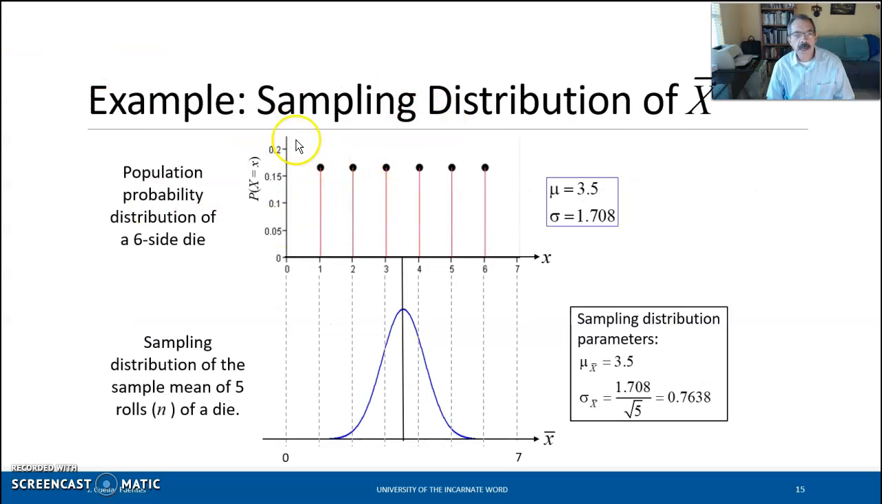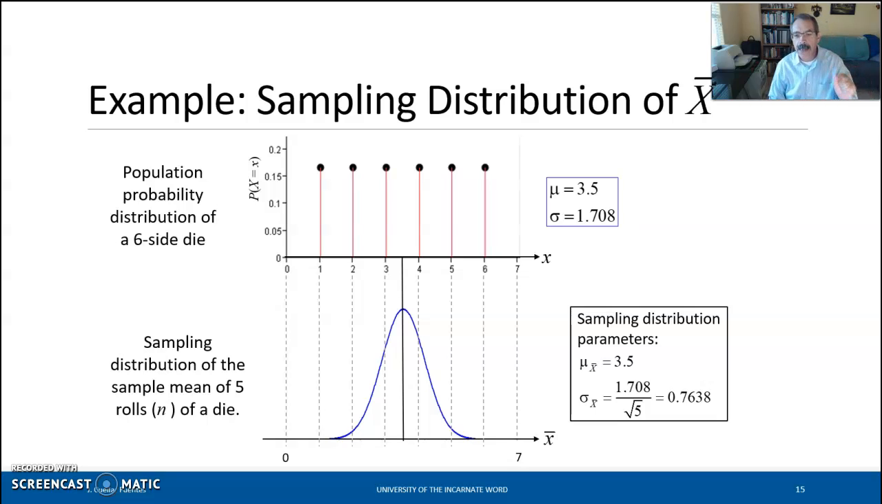And in here, I'm summarizing the results. Now, the theoretical results, not those from the simulation, where we have the population probability distribution of the six-sided die, and the sampling distribution of means of 5. Now, I don't need to simulate it. I know this from the fact that each outcome, when I roll the die, is independent of the other outcomes.